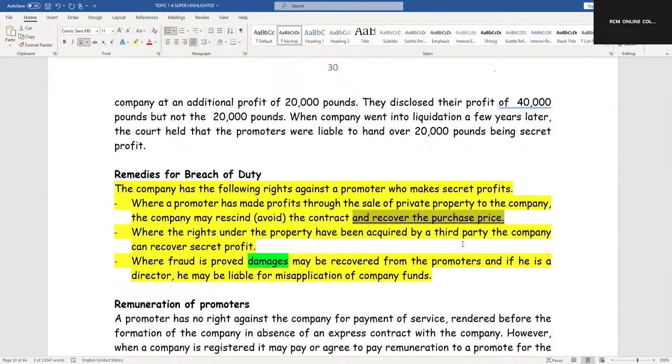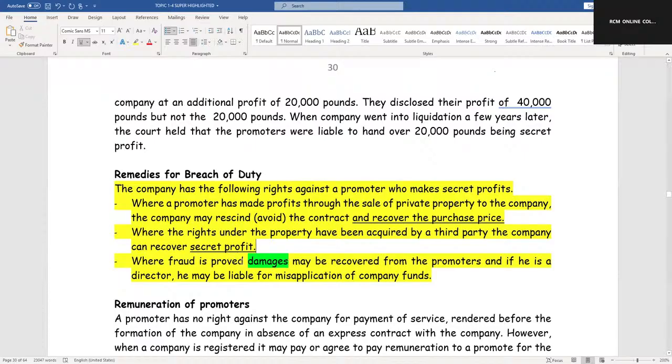They cannot return to recover the purchase price. In that case, they only recover the secret profit. Then the third remedy: if the company suffered any damages or losses during this process where the promoter sold the asset to the company, the company is at liberty to sue the promoter for the recovery of damages or losses.